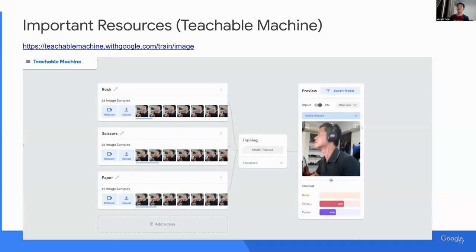And of course, the real world impacts will be a lot. So the first one is the Teachable Machine. If you want to take a look into computer vision, feel free to play around. There are so many playgrounds where you can train it directly there.